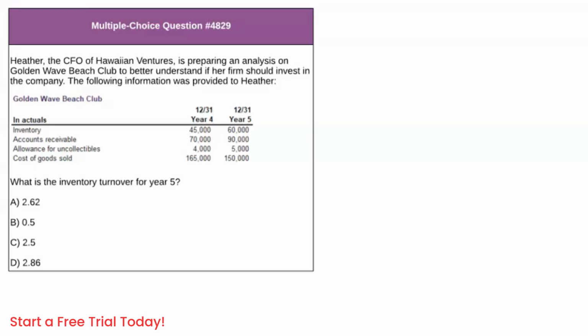So in this question, we have Heather. She's the CFO of Hawaiian Ventures, right? And they're thinking about acquiring Golden Wave Beach Club. I don't know what their strategy is, but it seems like they're trying to acquire all the beach clubs in Hawaii, which would be an awesome company to work for. So she needs our help to calculate the inventory turnover ratio for year 5, right?